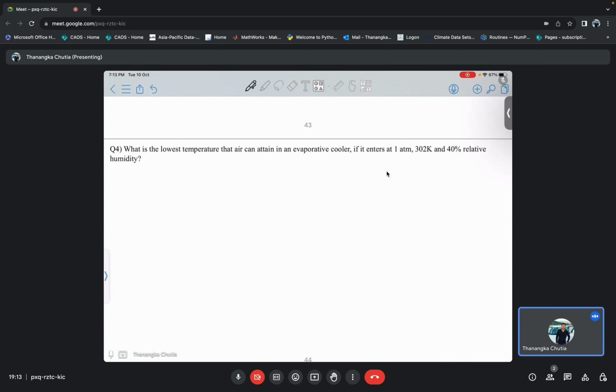There are three types of temperature. One is the dry bulb temperature, one is the wet bulb temperature, and another one is the dew point temperature. So basically it is trying to tell us to find the dew point temperature at these given conditions. P is equal to 1 bar, T is equal to 302 Kelvin, which I can write as 302 minus 273 degrees Celsius, which will be equal to 29 degrees Celsius, and phi is given as 40%.